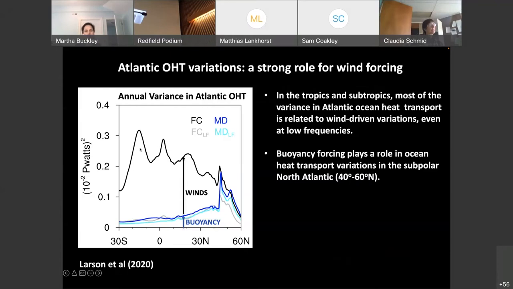So here I have shown the annual variance of the Atlantic Ocean heat transport in the fully coupled model, which is in black, and the mechanically decoupled model, which is in blue. So recall that in the fully coupled model, the ocean feels both the wind stress forcing, the mechanical forcing, and the air-sea heat fluxes, the buoyancy forcing. And in the mechanically decoupled model, the ocean only feels the time variable buoyancy forcing. So the difference between the black curve and the blue curve is the impact of time variable winds on the ocean circulation. So you can see that in the tropics and the subtropics, most of the variance in the ocean heat transport is related to wind-driven variations.